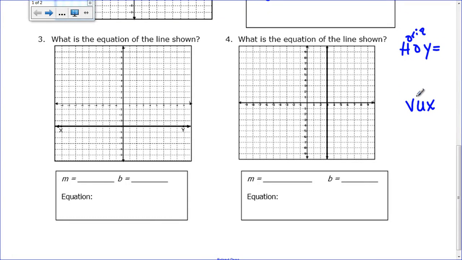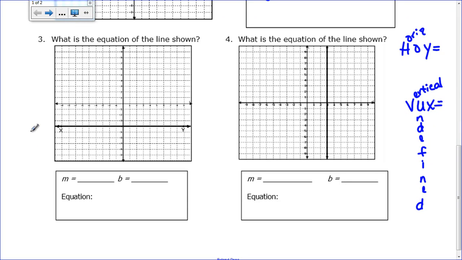VUX means you have a vertical line with undefined slope, and the equation is x equals. And so whenever I look at a line, if it's horizontal or it's vertical, I just remember my HOY and my VUX so I know how to write the equation.